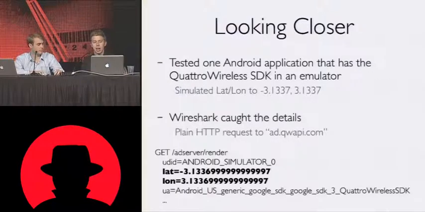So when we look closer, one application in particular we looked at had the Quattro Wireless SDK. In the Android simulator, we were actually able to pretend we were at 3.1337, and we Wiresharked it, as all good reverse engineering things start with. And we found a plain text HTTP request to ad.quappy.com, which is Quattro Wireless's ad servers. And I broke down the request just so it's easier to read. And sure enough, we have a poorly rounded version of our latitude and longitude being sent in plain text to an ad server. This is really interesting.